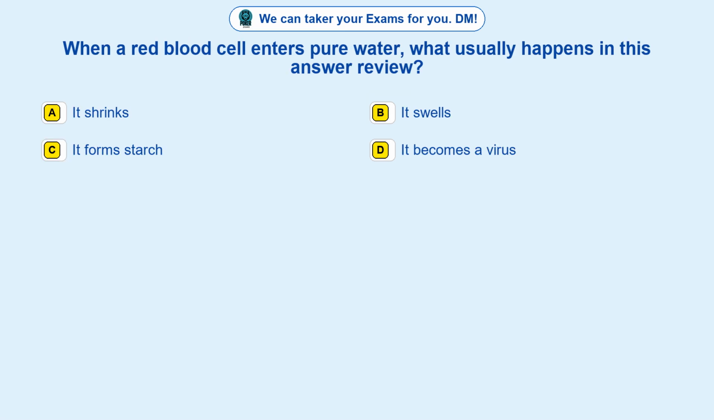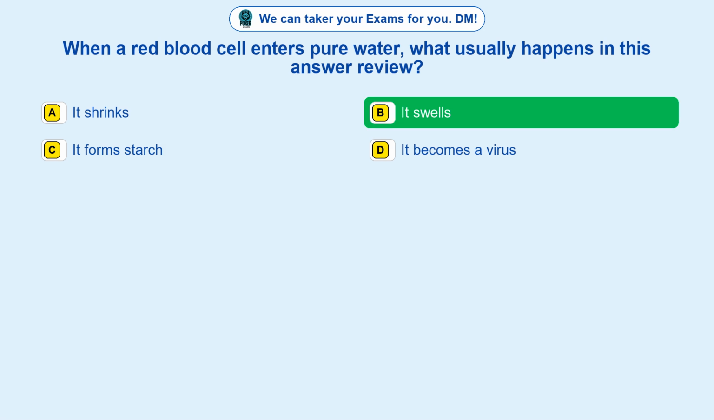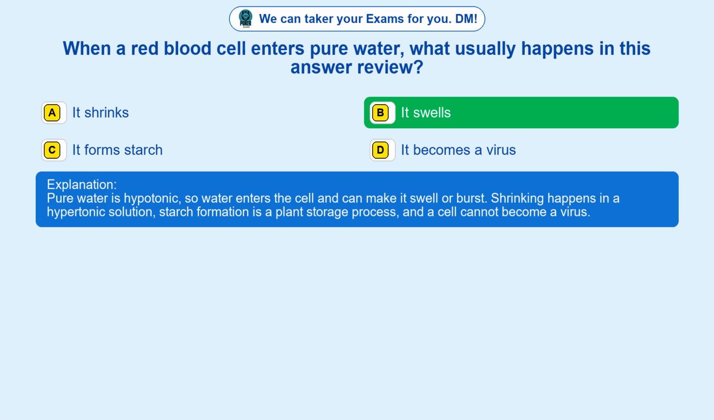Question 8. When a red blood cell enters pure water, what usually happens in this answer review? Option A, it shrinks. Option B, it swells. Option C, it forms starch. Option D, it becomes a virus. The correct answer is option B, it swells. Pure water is hypotonic, so water enters the cell and can make it swell or burst. Shrinking happens in a hypertonic solution, starch formation is a plant storage process, and a cell cannot become a virus.